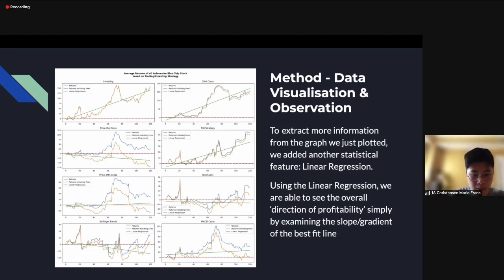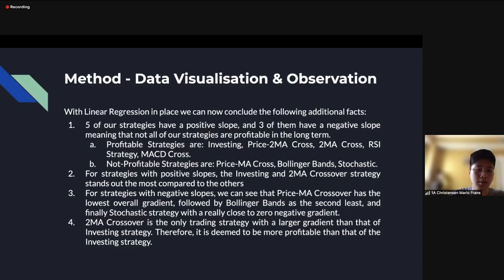So next, as mentioned before, 5 of our strategies have a positive slope, and 3 of them have a negative slope, indicating that not all of the strategies are profitable in the long term. Secondly, for strategies with positive slopes, the investing and 2MA strategy stands out the most compared to the others, which indicates that they're the most profitable.